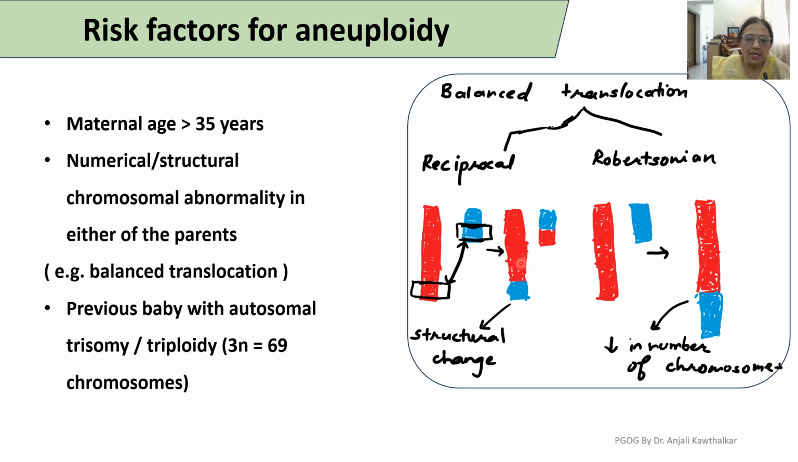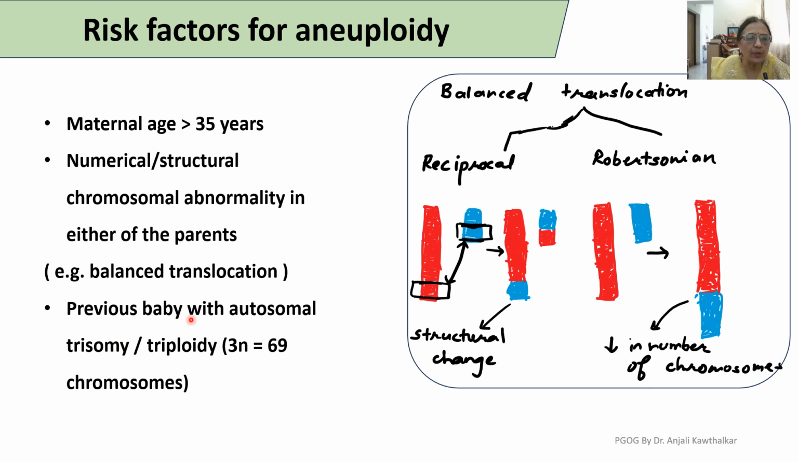But whenever it gets transmitted, only one part gets transmitted, this balance is lost and the fetus might have major aneuploidies. Whereas Robertsonian is where there is a joining of two chromosomes with each other. So with the Robertsonian, the number of chromosomes will be reduced. Instead of 46, the person will have 45 chromosomes. Whereas in reciprocal, the number of chromosomes is the same, but there is a structural abnormality. So either of the parents can have a structural abnormality, that is the reciprocal type of balanced translocation, or a numerical abnormality because of the Robertsonian type of balanced translocation.